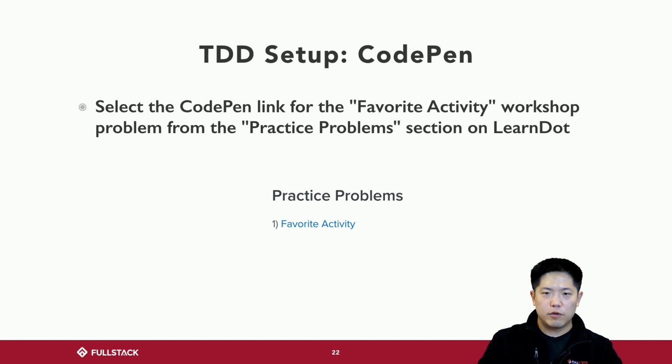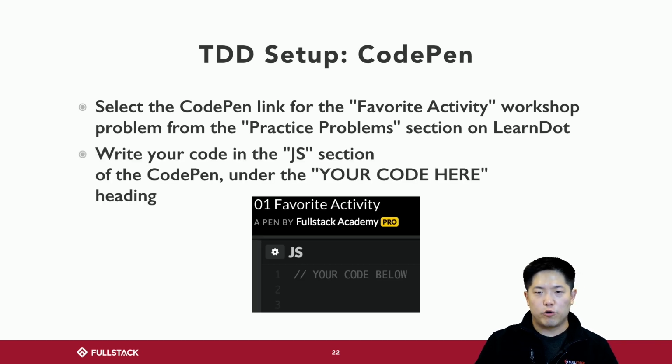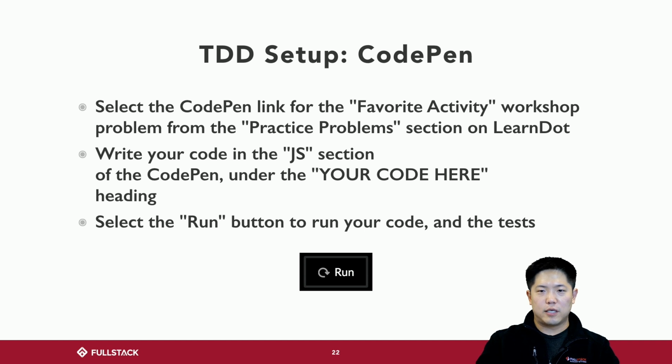So as Elliot mentioned earlier, there's a few setups that you can use. One setup is you can use the CodePen links inside all the workshops. So every practice problem, the link itself goes to a CodePen. And so you click on that CodePen link, and then you'll write your code in the JS section of the CodePen under where we have a comment, your code here. And then just click the run button to run your code and run the test.